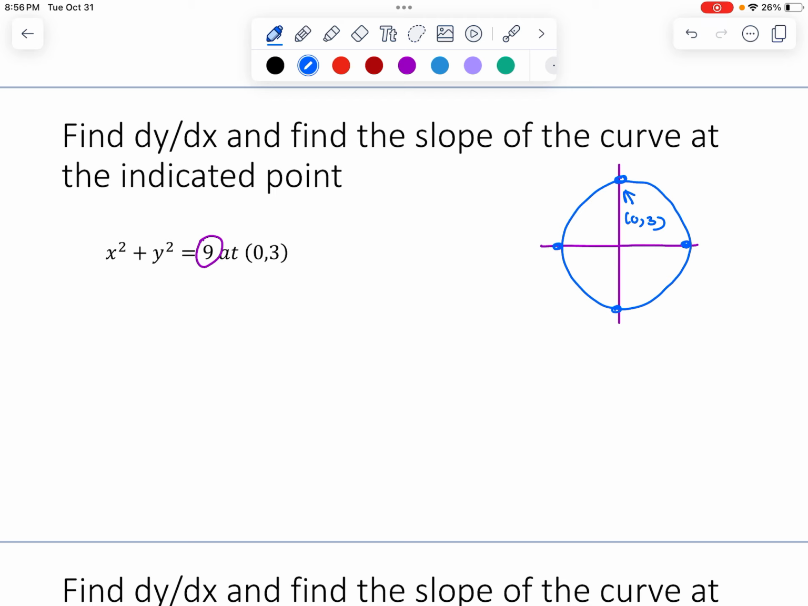So it basically just wants to find the slope of the curve at this point. So the slope of the curve is essentially what is the tangent line at this point. What's the slope of that tangent line? You guys might already know what that is.